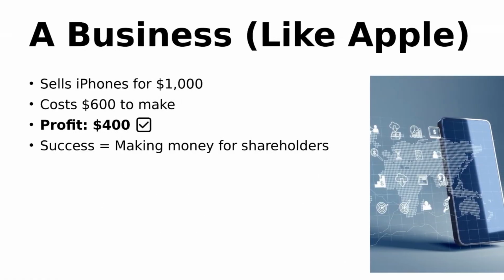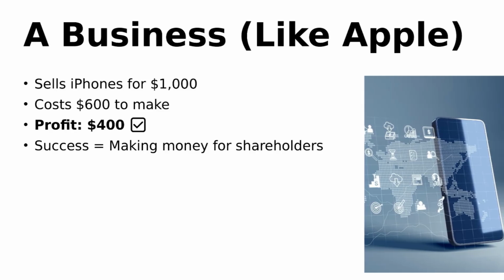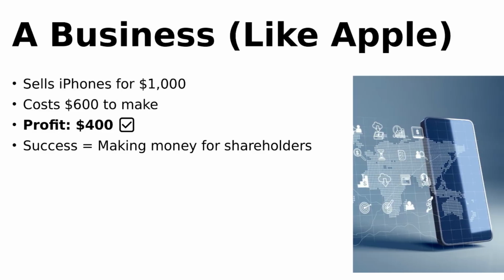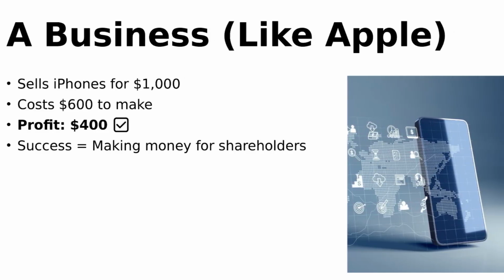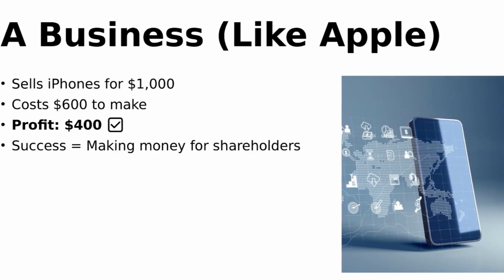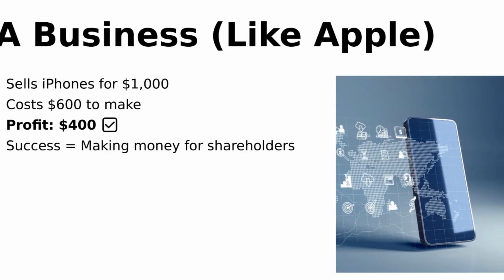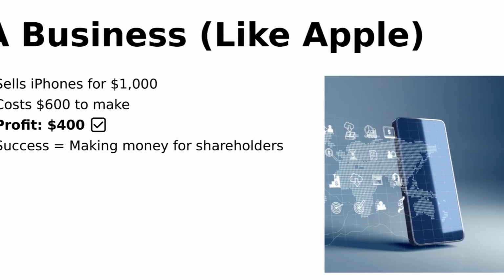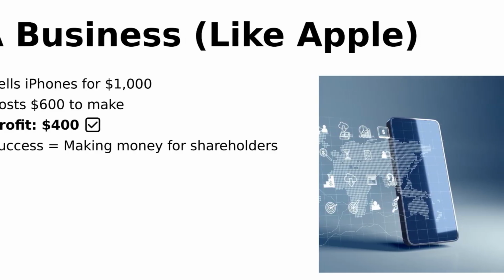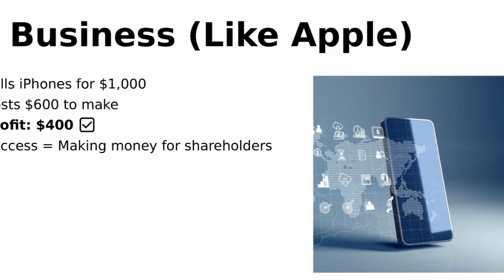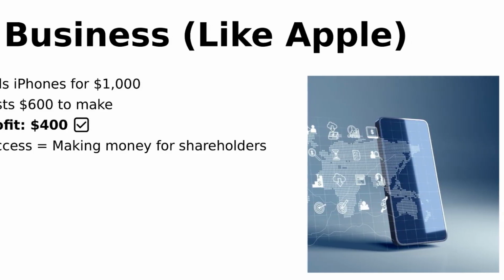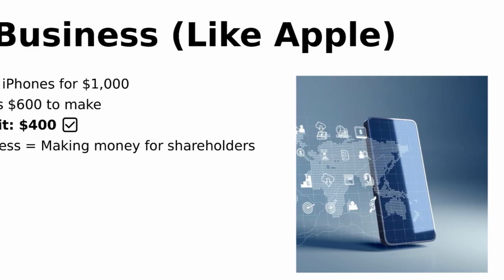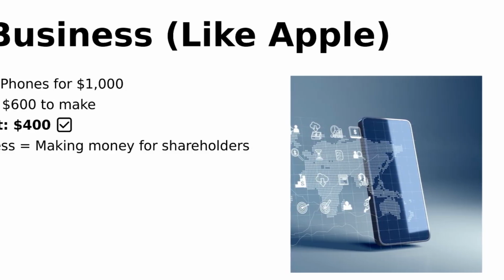Let's take a closer look at how a business like Apple operates to understand the for-profit mindset. Imagine Apple sells an iPhone for $1,000. It costs $600 to manufacture that phone, which means Apple earns a $400 profit on each sale. For companies like Apple, success is all about making money for shareholders. Every decision, from product design to marketing, is aimed at increasing profits and growing the company's wealth. The digital icons and world map in this scene highlight how businesses operate on a global scale, always seeking new markets and opportunities to maximize earnings. In for-profit accounting, profit is the ultimate measure of achievement.